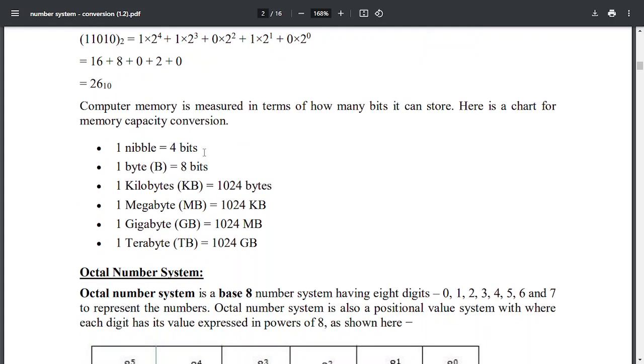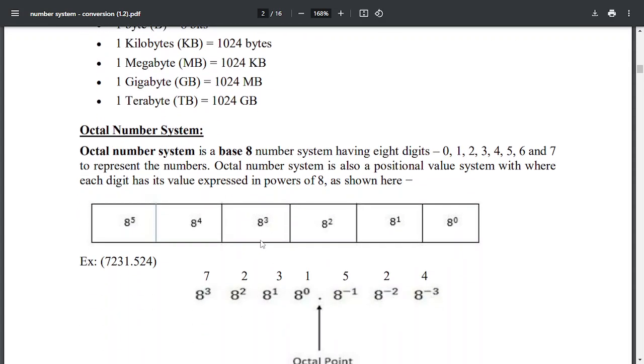A group of 4 bits in computer language we call a nibble, whereas a group of 8 bits is called 1 byte. Like 1 KB is equal to 1024 bytes, 1 MB is equal to 1024 KB, 1 gigabyte is equal to 1024 MB, 1 terabyte is equal to 1024 GB.